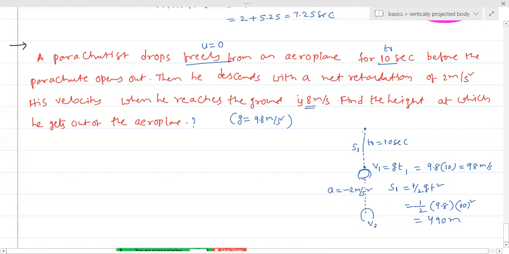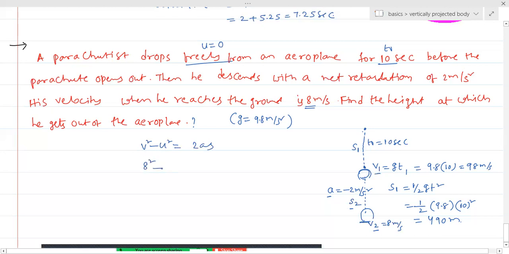So that means, suppose here the person gains a velocity v2 equivalent to 8 meters per second. When the parachute opens out, he may cover a distance. So we have initial velocity v1, final velocity v2, acceleration a, and distance s. Therefore we need to think of v square minus u square equivalent to 2as. So final velocity is 8 square minus initial velocity, which is v1, 98.